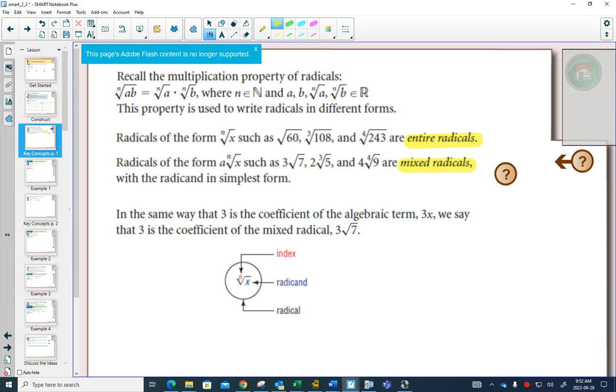Here are some other definitions that you will never be tested on, but the whole thing is called a radical. The little number is called the index, and word of the day, the number inside is called the radicand, which just sounds cool.